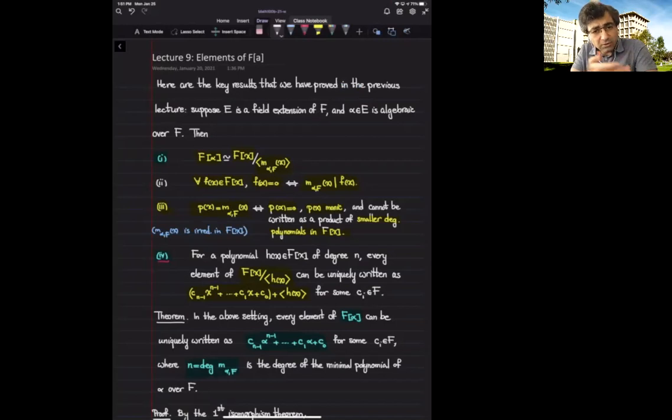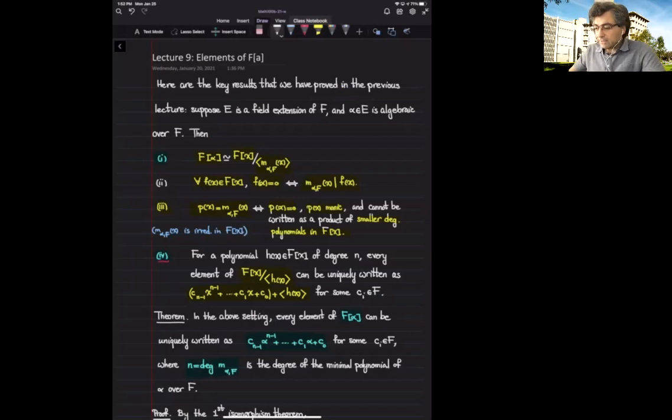And as a result, a polynomial with coefficients in F has alpha as a zero if and only if it's a multiple of this minimal polynomial. And in fact, this condition that it cannot be written as a smaller degree polynomial, we showed, is a characteristic property that can characterize minimal polynomials. So a monic polynomial that has alpha as a zero and cannot be written as a product of smaller degree polynomials is for sure the minimal polynomial.